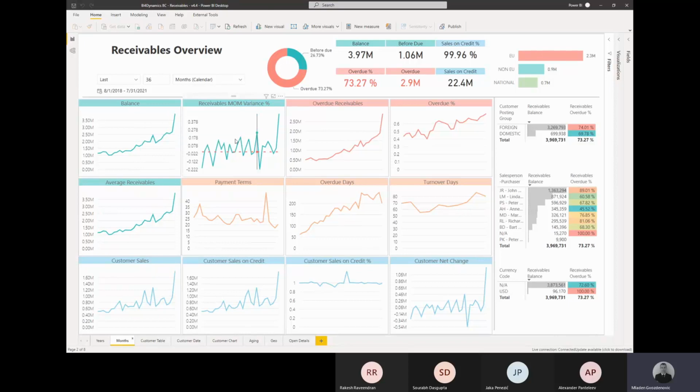Month over month variance shows: are we growing, decreasing, or increasing, or how fast? How big are these dips and ups here? So you see this up is quite big, and this is the one that you see here. Overdue balance by month and overdue percentage by month. Payment terms, overdue days, and turnover days on a monthly level.